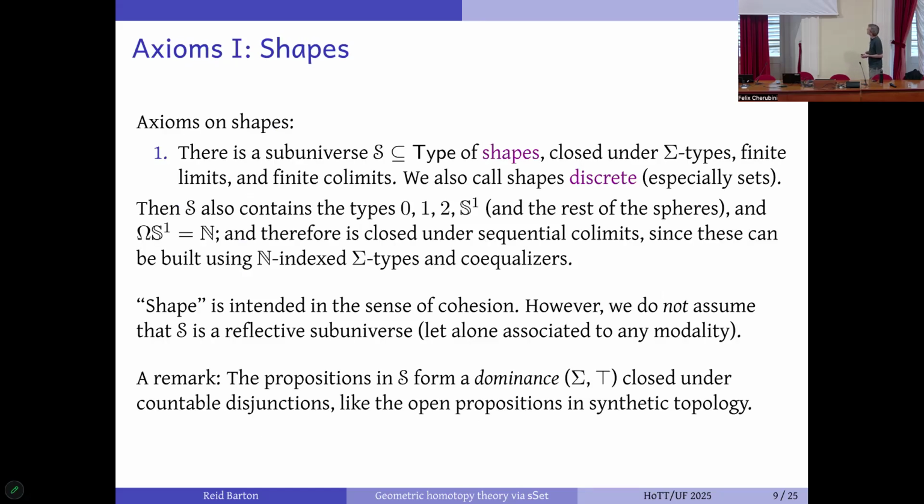So this is the first axiom that I'm going to add to HoTT. There's some universe, a subuniverse of types that are called shapes. And I want them to be closed under a few operations. So I want them to be closed under forming sigma types indexed by other shapes, and also under finite limits, which basically means identity types, and finite colimits, so pushouts, and the empty type should be a shape. And I'm also going to use the word discrete to talk about shapes.